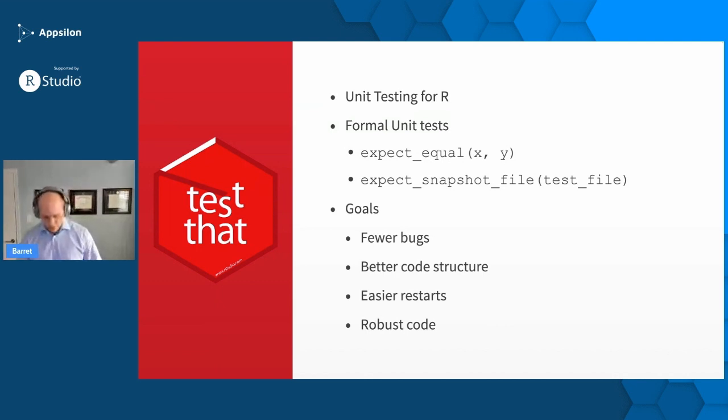Let's also look at some of the goals of testthat. If you're writing tests, almost by nature you're going to have fewer bugs. This is awesome because it's kind of like double entry bookkeeping: I write my code and I say I'm going to do this. And then we have our tests, which say, you said you're going to do this. And then they have to agree.